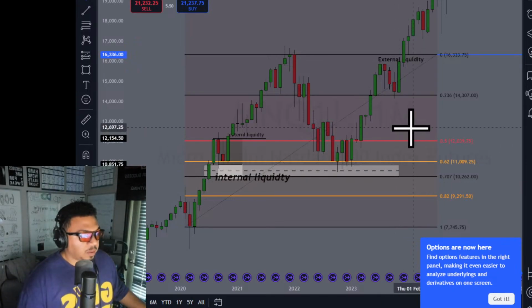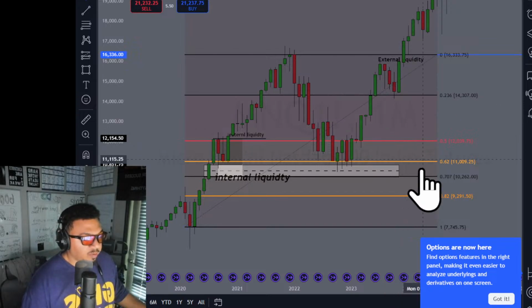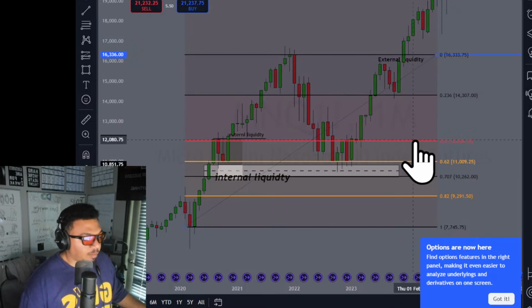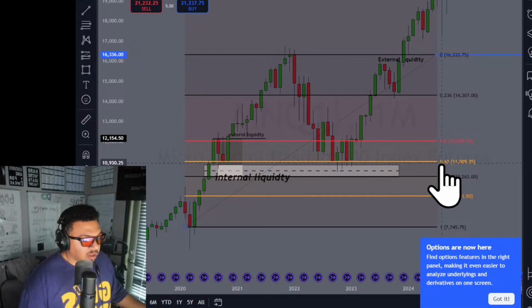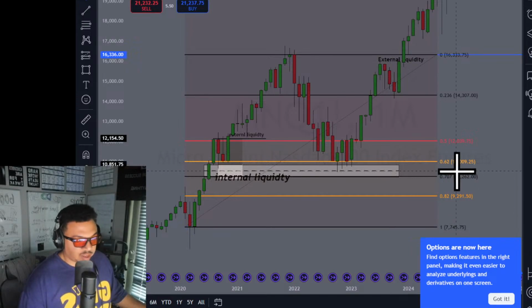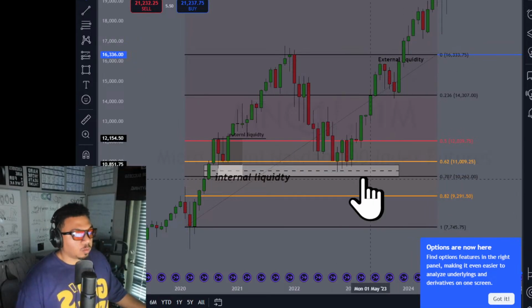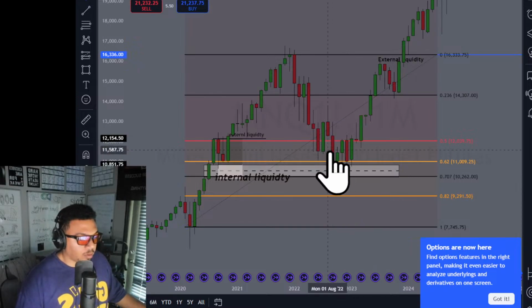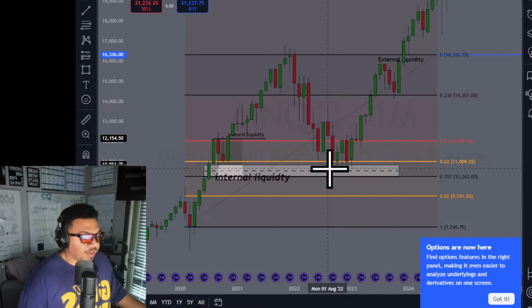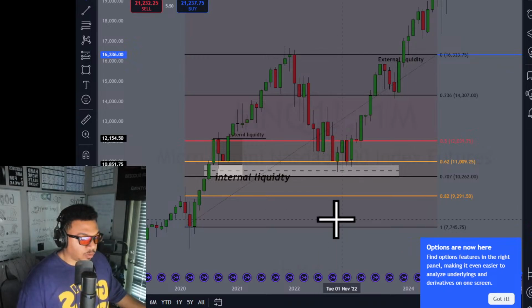There's a lot of different ways people can look at it, and there's a lot of different levels people can have in their chart. As long as they have 0.5, about 0.62, and about 0.70 and change, that is an area where you're going to be wanting to buy or get in a trade, and then put a stop loss typically below this region here.